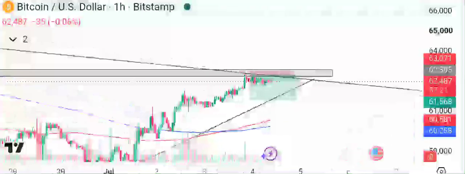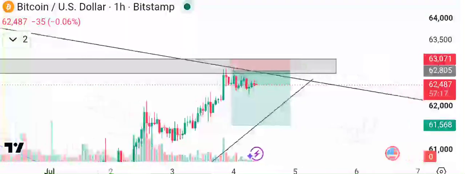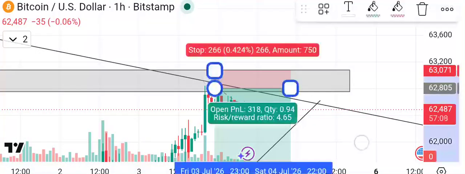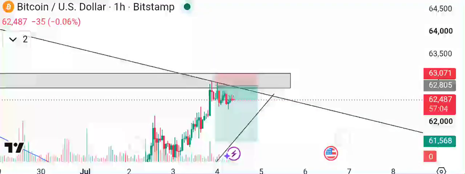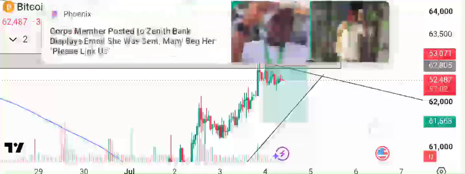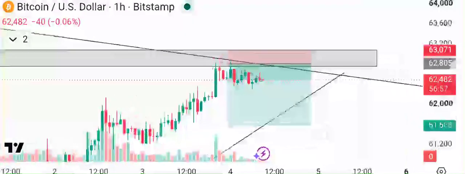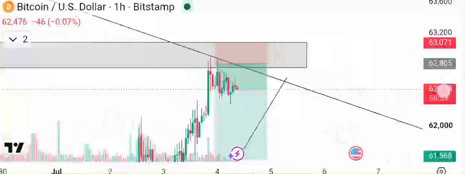We can see that price has entered the area of the supply zone, and it is also tallying with the descending resistance, which is this area. Looking clearly, we can see that price has touched this descending resistance as well as entering the supply zone. That's why you can see that the price is reacting. You can see upper wick rejections, indicating that the sellers are really dominant in that area.